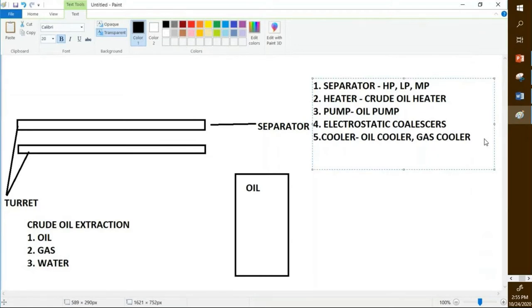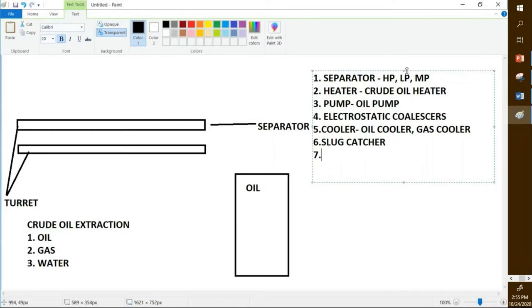We will first list out the main things. And then pump, heaters, maybe the slug catcher will come into the picture. Is the slug catcher before the separator, or after? Yes, it's before the separator, it has to come. So that is the thing. The arrangement we will see. Now we will list out what equipment we know of. So the slug catcher will come.